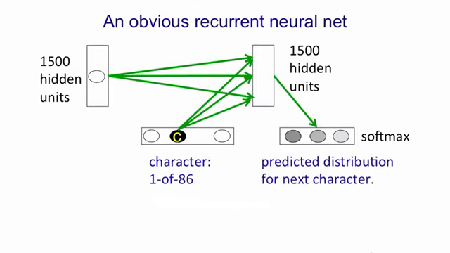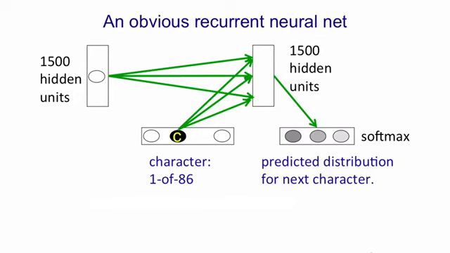So here's an obvious kind of recurrent net we might use to try and model character strings. It has a hidden state, and in this case we're going to use 1500 hidden units, and the hidden state dynamics is that the hidden state at time t provides inputs to determine the hidden state at time t plus 1, and the character also provides some inputs. So we add together the effect of the current character with the previous hidden state to get the new hidden state. And then when we arrive at a new hidden state, we try and predict the next character.